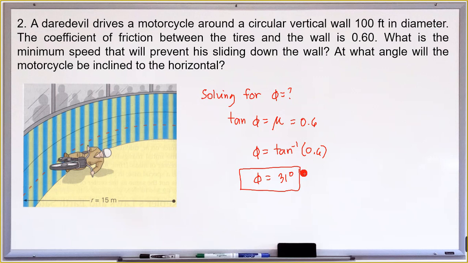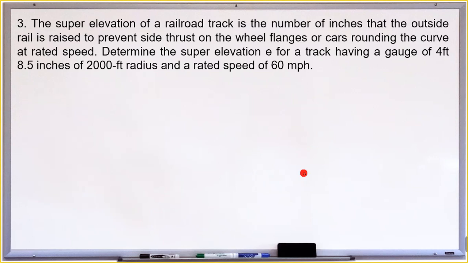Wala na? So let's proceed to number 3. We have the super elevation of a railroad track is the number of inches that the outside rail is raised to prevent side thrust on the wheel flanges of cars rounding the curve at rated speed. So determine the super elevation E for a track having a gauge of 4 feet 8.5 inches, of 200 feet radius and a rated speed of 60 miles per hour.